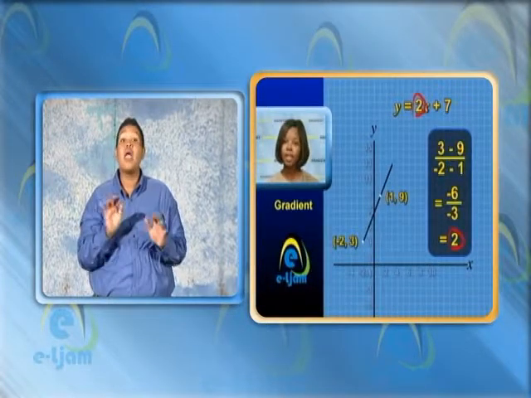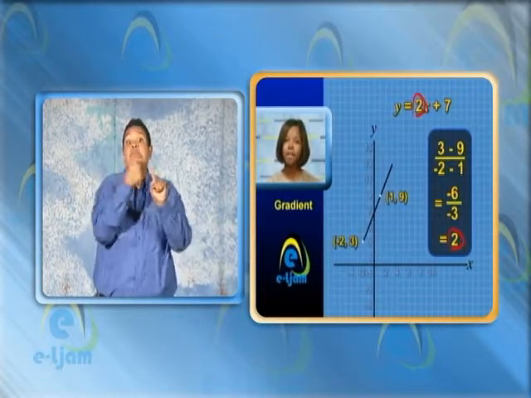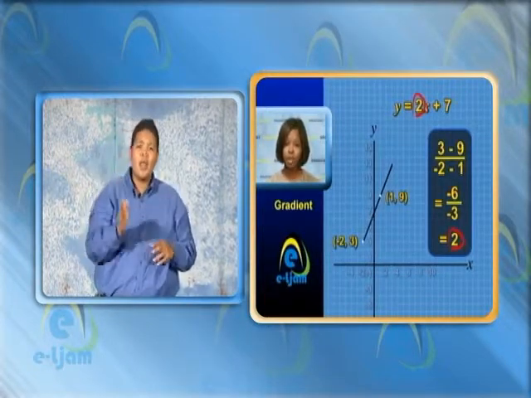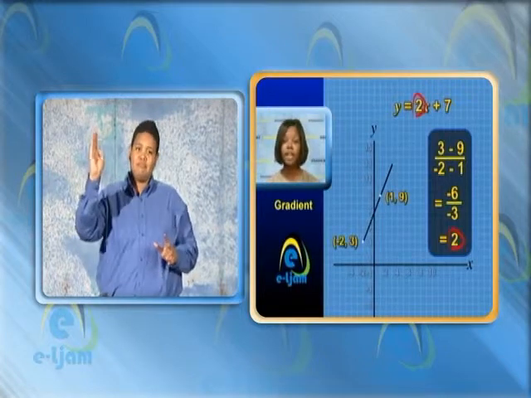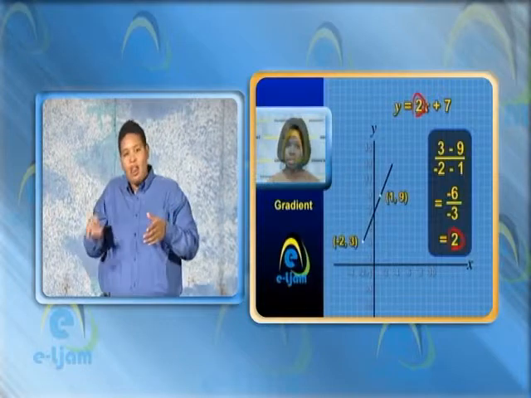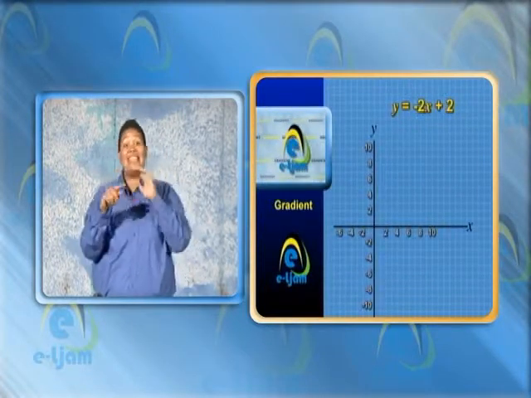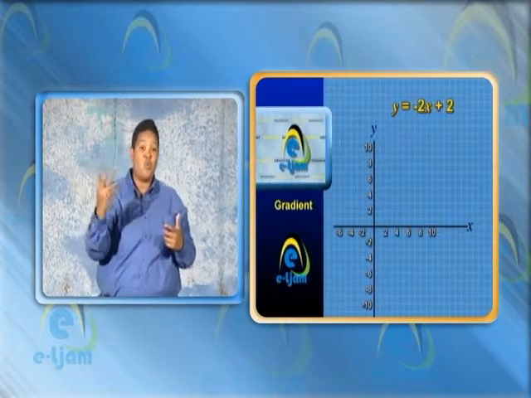An important thing to know about gradient is that if its value is positive, the line will slope upward from left to right. And so if the value is negative, it means the line slopes downward from left to right. For example, in the equation y equals negative 2x plus 2, the gradient is negative 2.